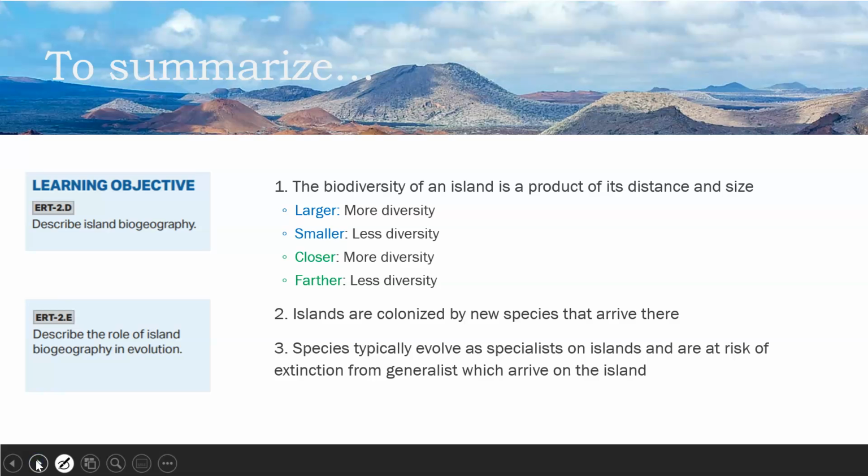So to summarize, biodiversity on an island is a product of its distance and its size. Larger islands are more diverse because they have more habitats. Smaller islands, less diverse, less habitats. Closer islands, more diversity, easier to get to. Farther islands, less diversity, harder to get to. Islands are colonized by new species that arrive there, like the honeycreepers. New species had to get there so that they could be colonized. And those species typically evolve as specialists on islands because of those special habitats, and they are at risk of extinction from generalists, which may arrive on the islands later.